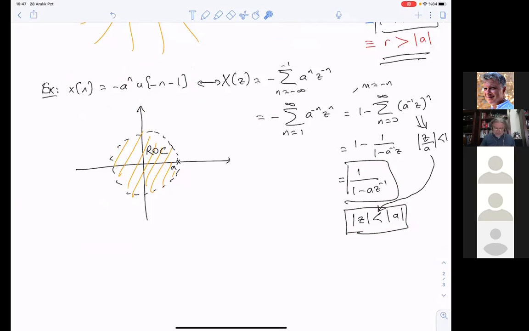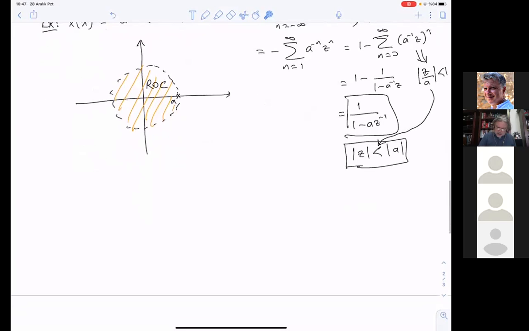Now, the last thing that I want to talk about for today, we will continue on Wednesday, is the following. It's about the existence of the Fourier transform itself. It all depends on what the value of A is. Let's go back to the original signal, x of n is equal to a to the power n u of n, okay?